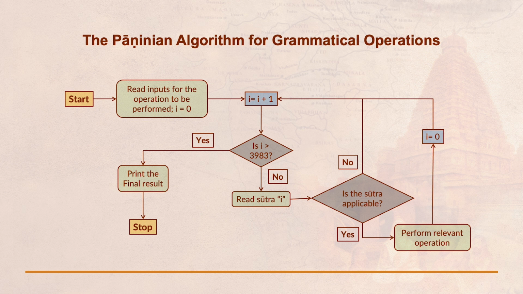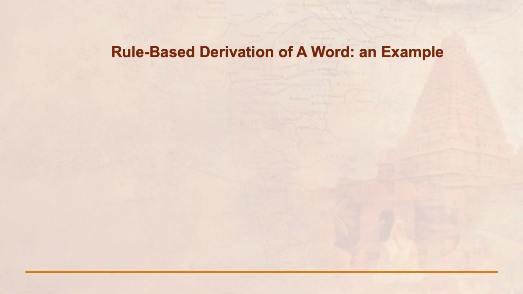Now if it is not applicable, simply go to the second sutra. Increment I equal to I plus 1. You go on doing this, and a time will come when we have reached the end of 3983. Therefore we quit this logic and print the final result, which is a valid word. So this is exactly how it works. This is a very crude algorithm actually. There are efficient algorithms; you don't have to scan all the 3983 rules every time. I showed all these more for demonstration. Nowadays they are developing very efficient algorithms, but the logic hasn't changed. Now let us take an example and see.